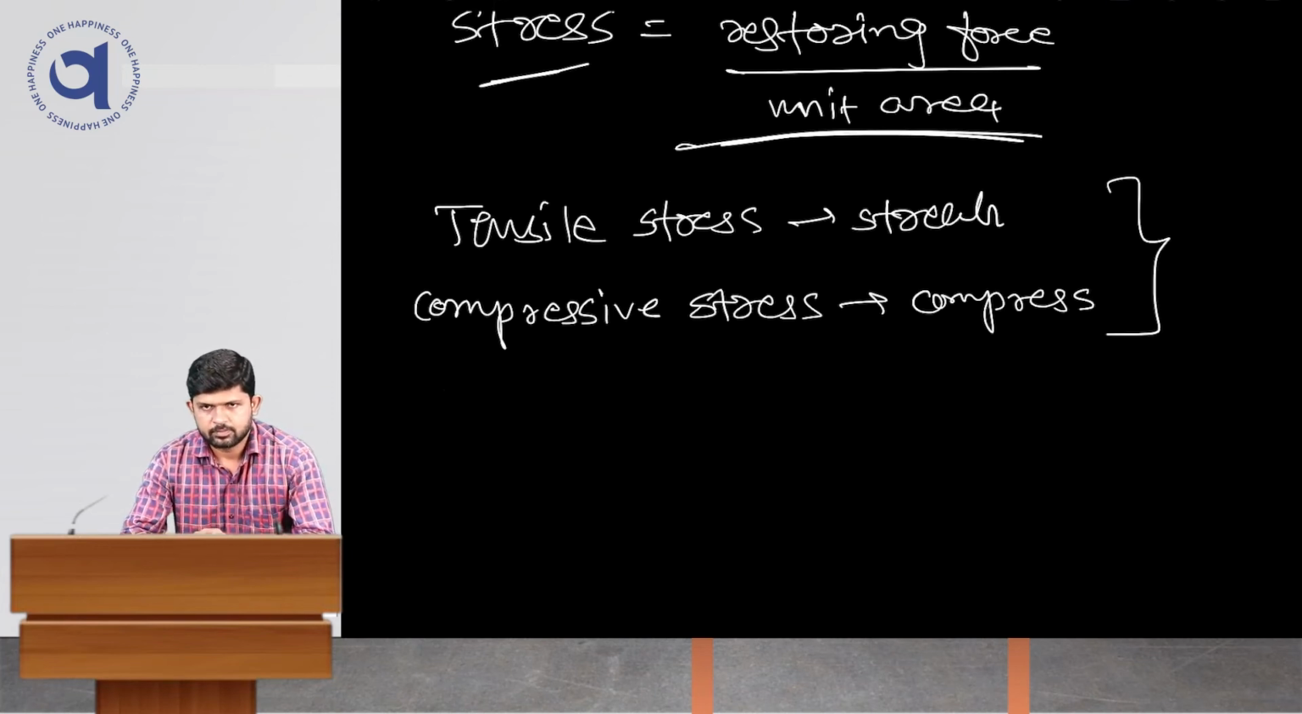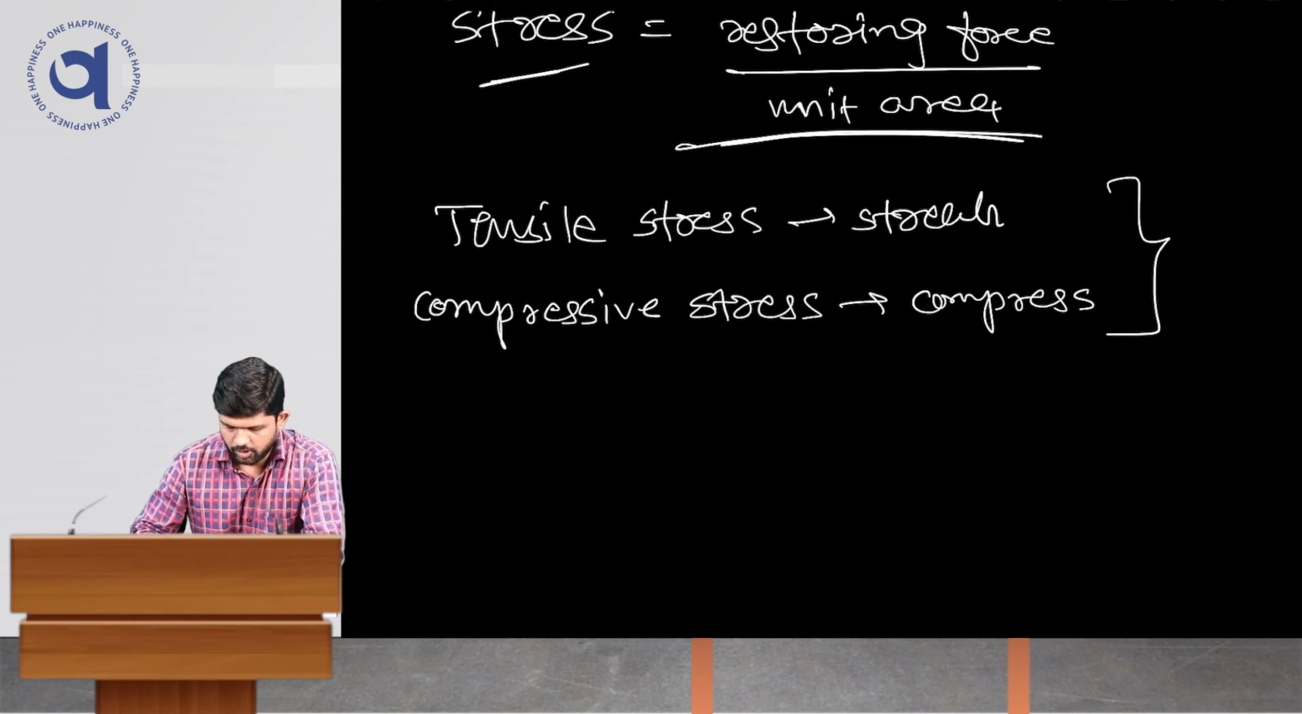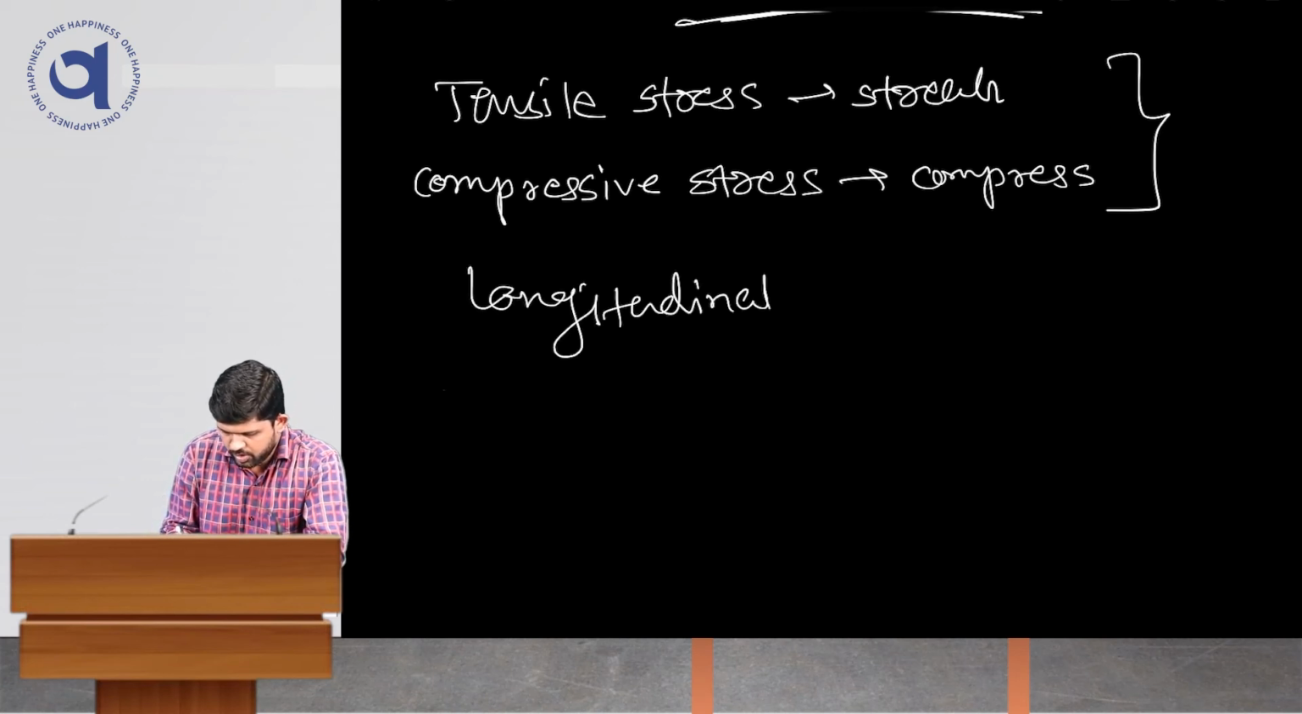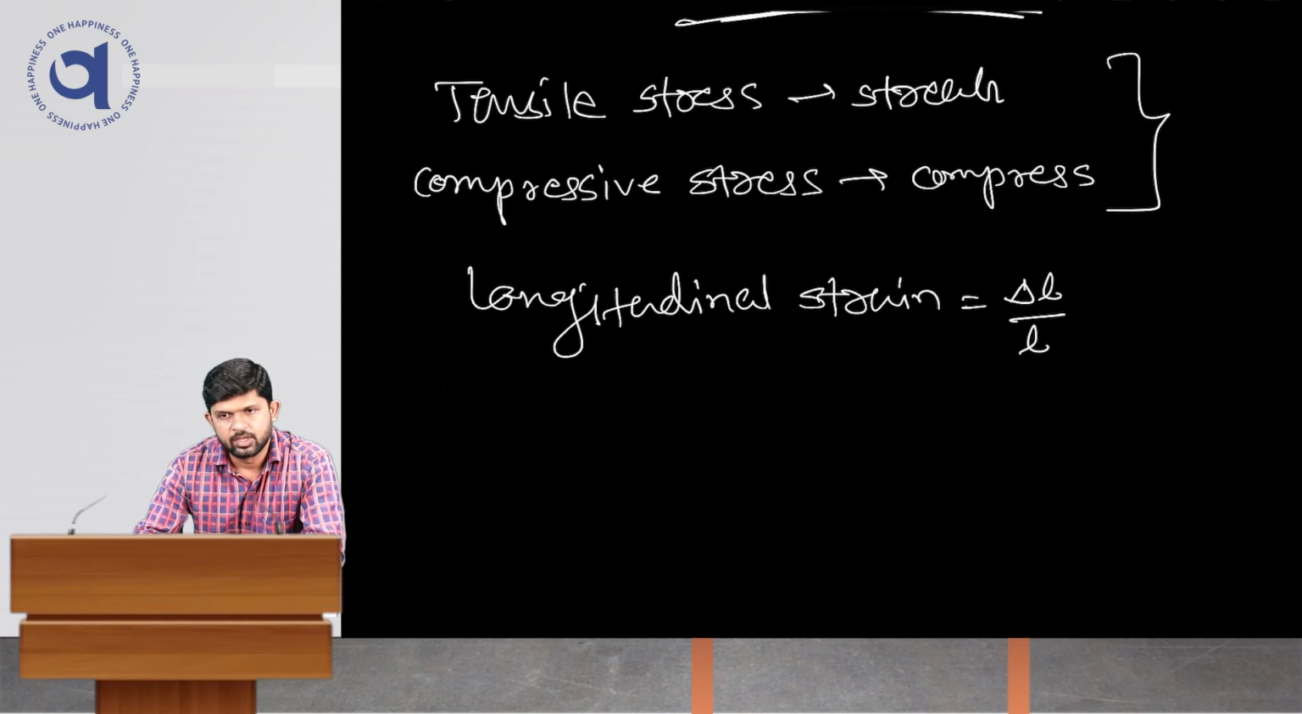The strain produced in this rod is also along the direction in which we have applied the force, or we can say along the direction of the rod. This kind of strain is called the longitudinal strain. Let me write here, longitudinal strain, that we write as delta L divided by L. Okay, so this is stress and strain.